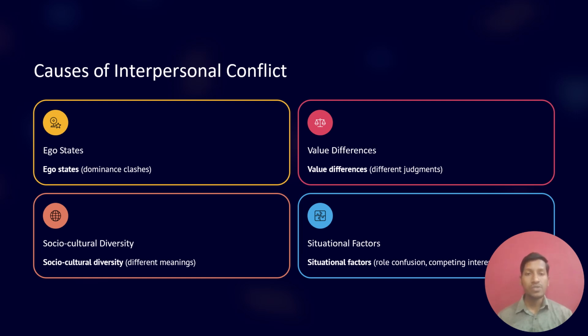Finally, we have situational variables like role ambiguity and interest conflict. Sometimes people are not naturally hostile. They are just placed in a situation where their interests clash. If two salespeople are fighting over the same client, the conflict is about the situation, not their personalities.